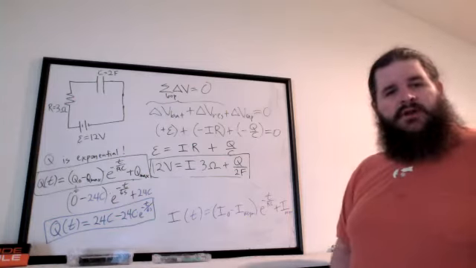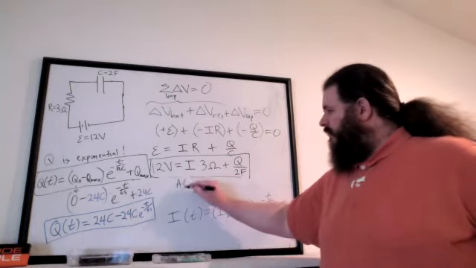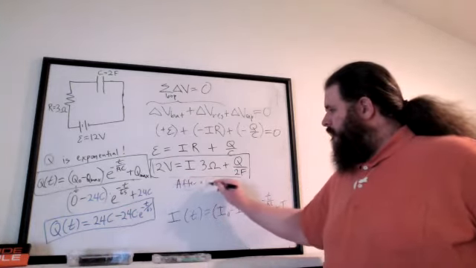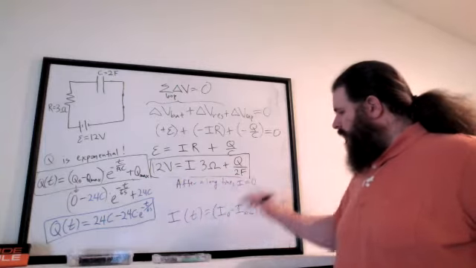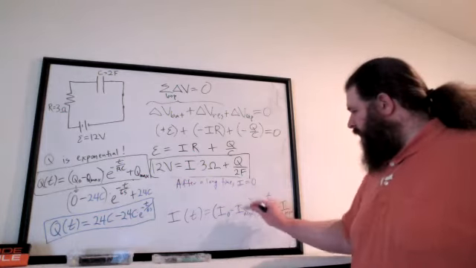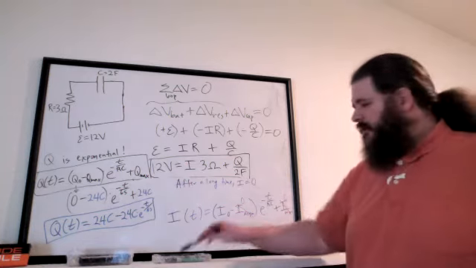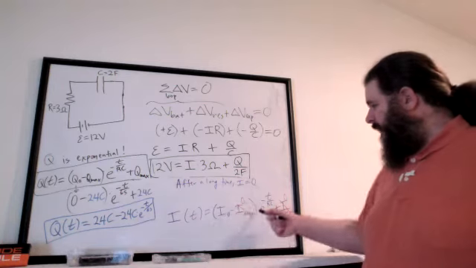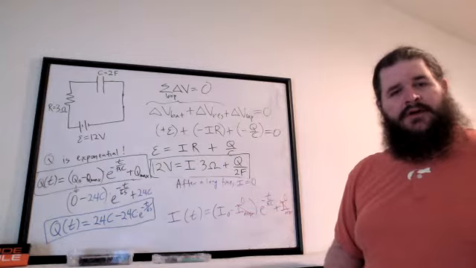However, for the current, we're assuming that after a long time, the current approaches what value? 0. Yeah. After a long time, current is 0. That means we can assume that current asymptote is 0. So in this case, we get a rather simpler function. It's just I naught times e to the negative t over RC. If we can figure out what I naught is, then we're good.